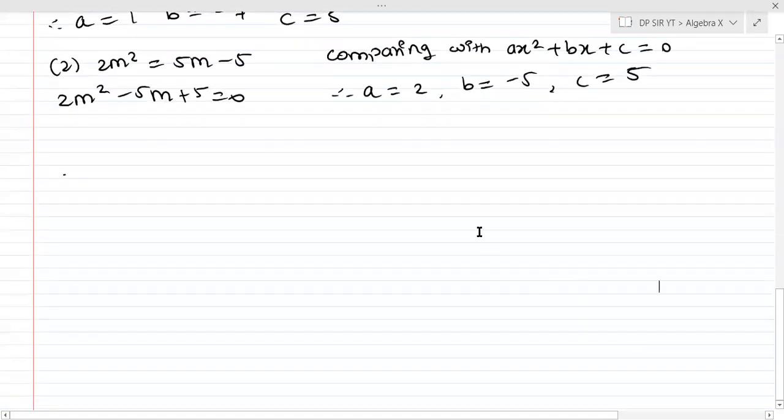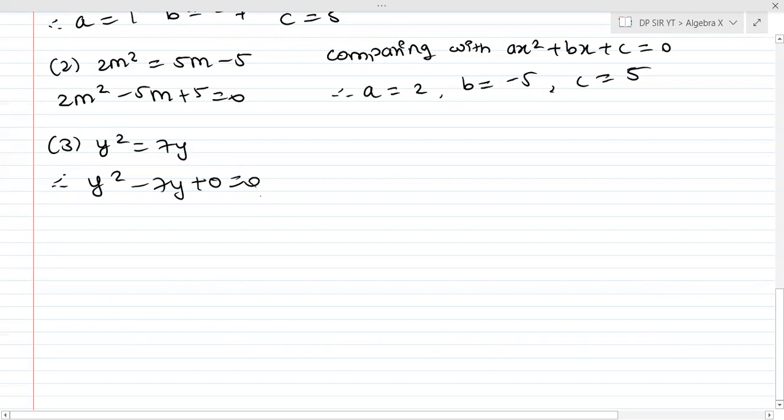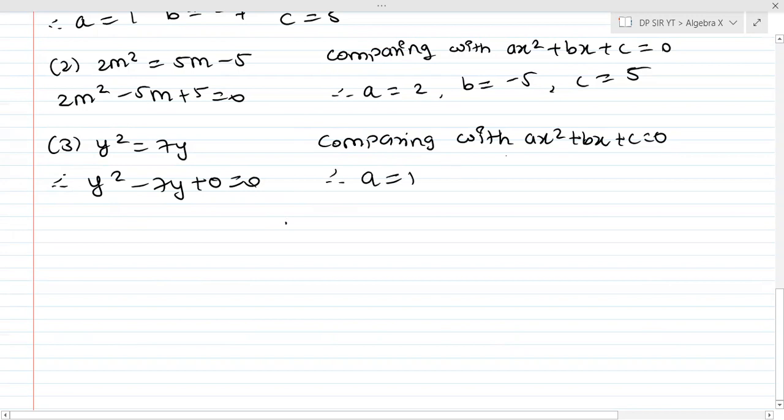Going towards the third question. Let me go a bit ahead. Third question क्या है? y square is equal to 7y. Therefore, y square minus 7y plus 0 is equal to 0. Again, it is understood that the constant term is 0. Okay, so comparing with ax square plus bx plus c is equal to 0, therefore I get a is equal to 1, b is equal to minus 7, c is equal to 0.